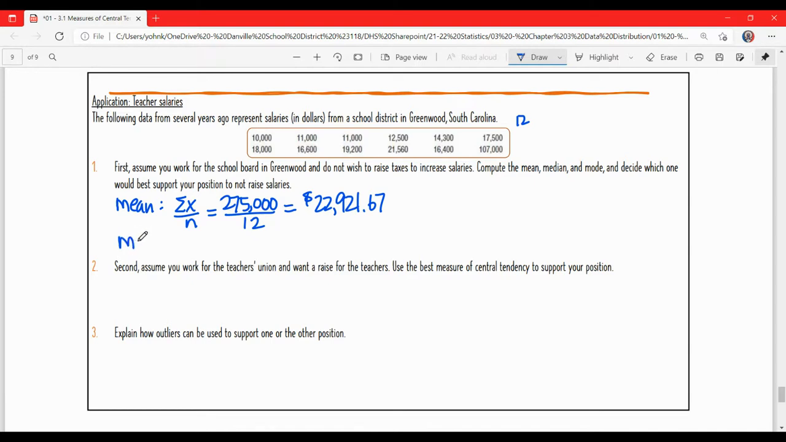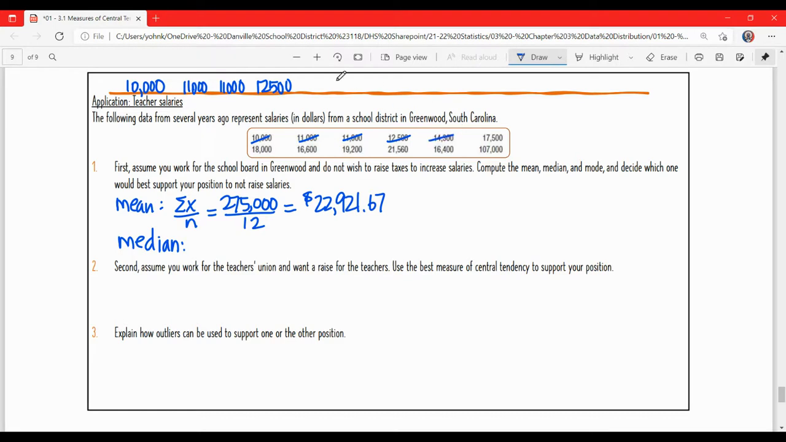If I want to find the median, I first have to put the numbers in order from smallest to biggest. So I'm going to do that across the top. It looks like my smallest one is 10,000. And then I have an 11,000, another 11,000. They're almost in order. Then I have a 12,500.